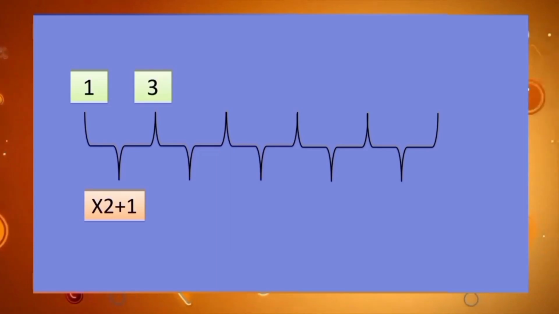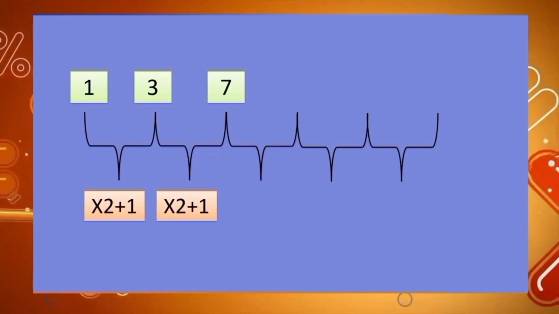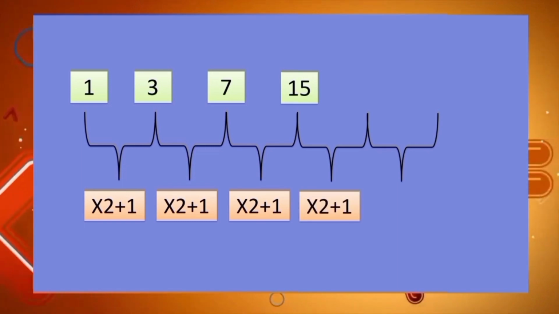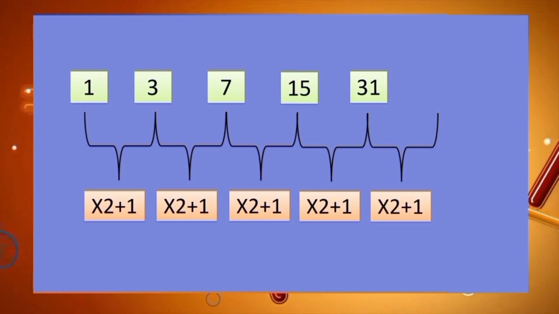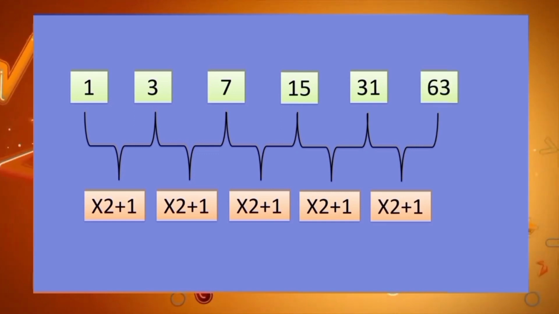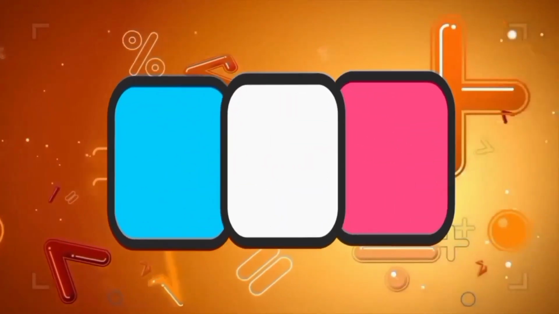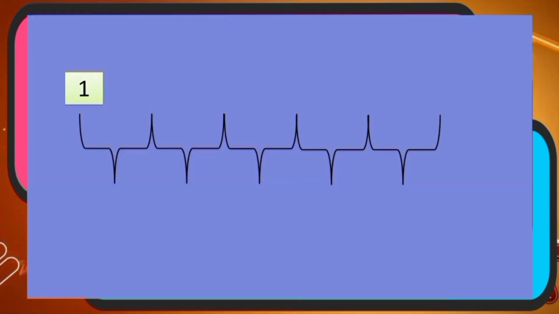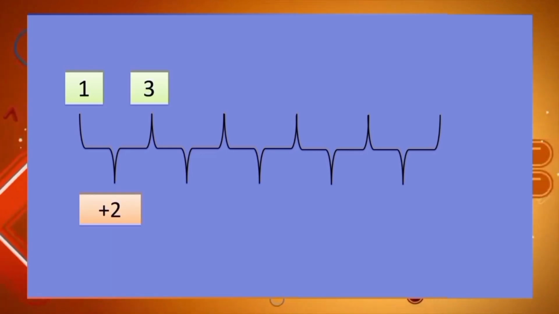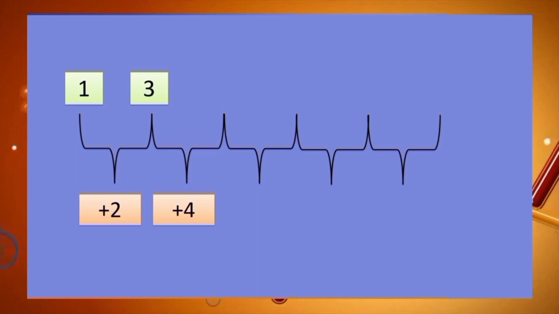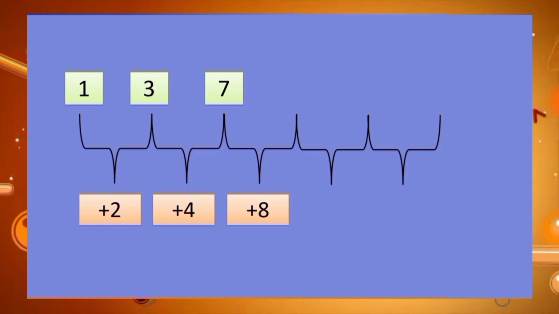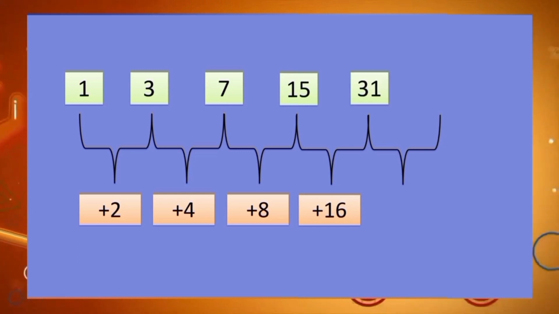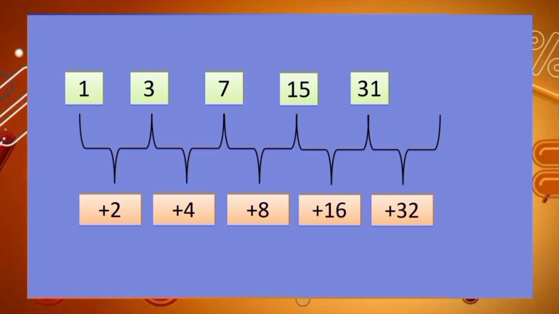1 times 2 plus 1 equals 3. 3 times 2 plus 1 equals 7. 7 times 2 plus 1 equals 15. 15 times 2 plus 1 equals 31. 31 times 2 plus 1 equals 63. Let us use the other pattern. Plus 2, plus 4, plus 8, plus 16, plus 32. 1 plus 2 equals 3. 3 plus 4 equals 7. 7 plus 8 equals 15. 15 plus 16 equals 31. 31 plus 32 equals 63.